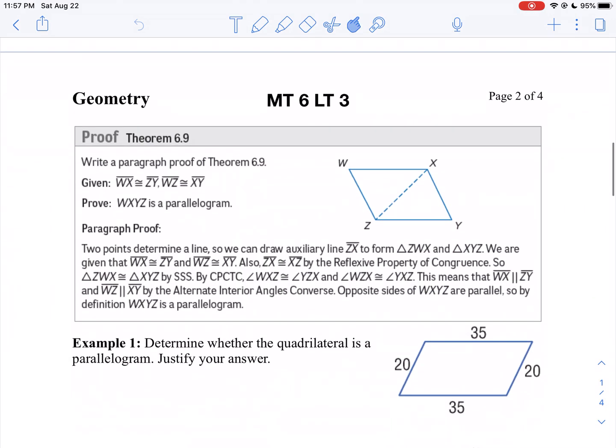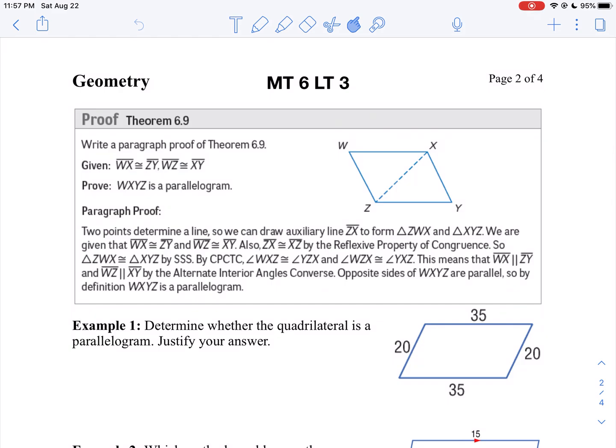Here we have a proof of why the first theorem works. Let's go through this. If you're given both pairs of opposite sides are congruent, that is, WX is congruent to ZY and WZ is congruent to XY, then we can see we have two triangles congruent by side, side, side. That is, triangle ZWX is congruent to triangle XYZ by side, side, side because we know XZ is congruent to itself.